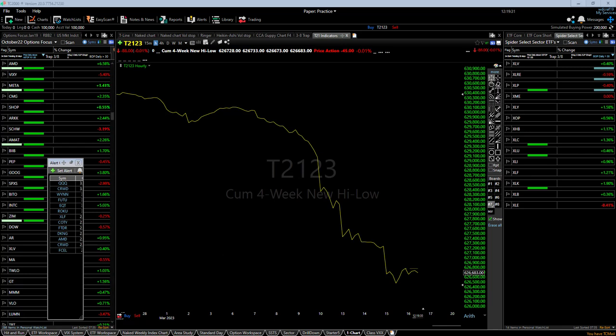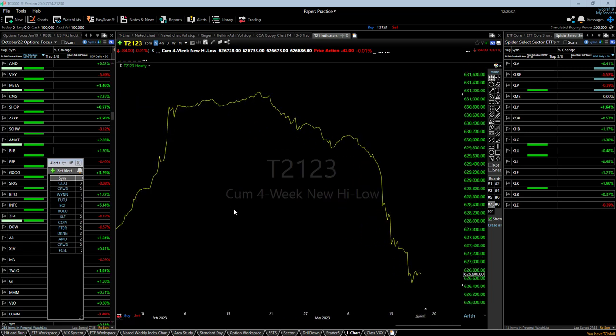I have just never been able to get my head around how a 4 week cumulative high low is going to give me as a swing trader any technical advantage of entering or exiting at the right times, because it's always delayed. It can't be anything else but delayed. I hope that makes some sense.